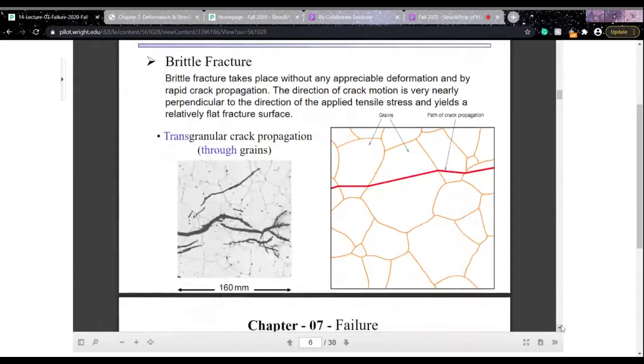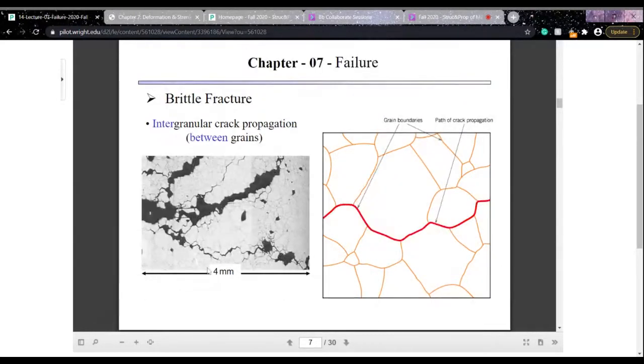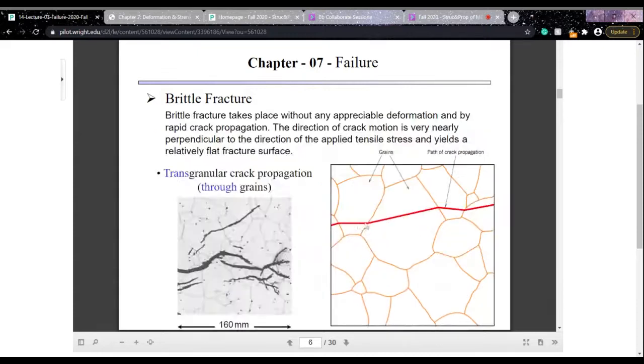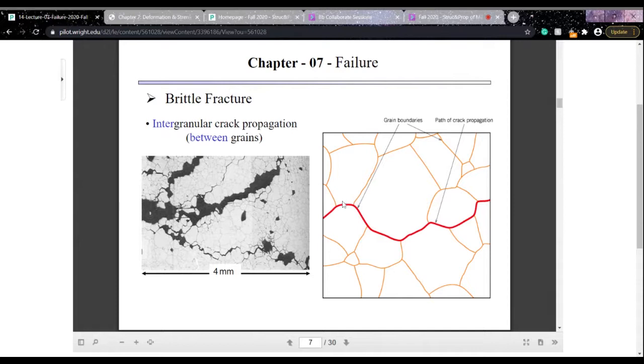And in brittle fracture, we have two different types of crack propagation. One is the transgranular and the other is the intergranular. So in transgranular crack propagation, the crack goes through the grains. Whereas in intergranular crack propagation, the crack goes between two grains. So it generally goes along the grain boundaries. Whereas here it goes through the grains, from one grain to another grain, and here it goes in between two grains.